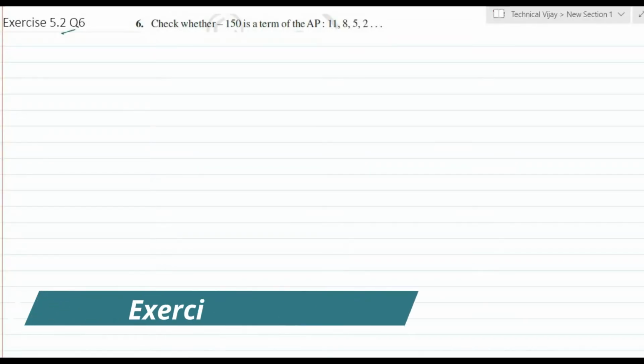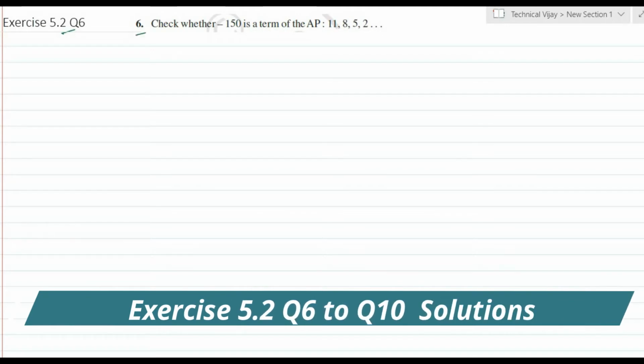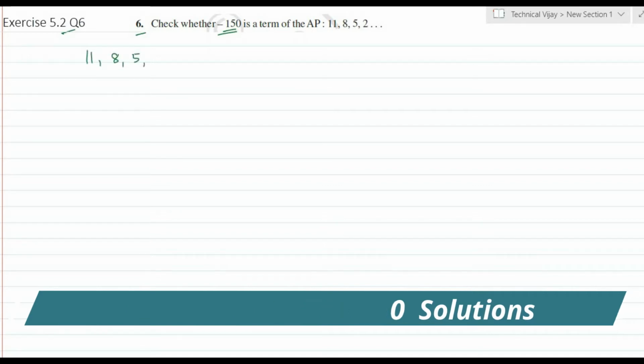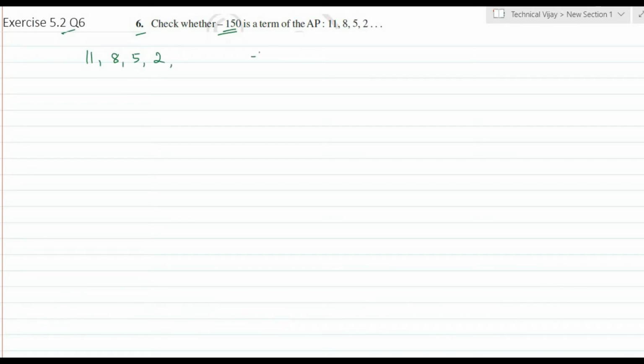Exercise 5.2, question number 6. Check whether minus 150 is a term of the AP or not. Here the AP is given: 11, 8, 5 and 2. We have to see whether this minus 150 comes in this series or not. So let us assume that minus 150 is in the series.